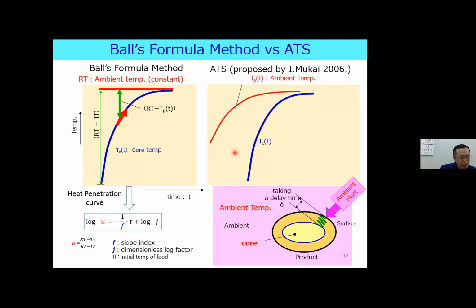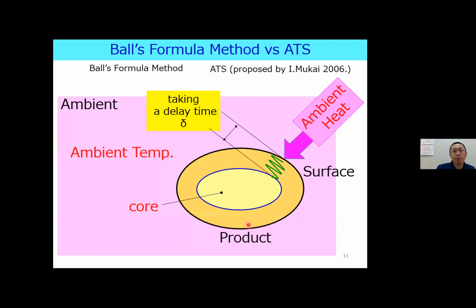The ATS method was proposed by Mr. Mukai in 2006. In ATS, the ambient temperature is assumed to be curved. And this model shows the packaged food during the thermal processing. I'll show you the next assumption, that ambient heat takes time delta to reach the core of the product after changing the ambient temperature.